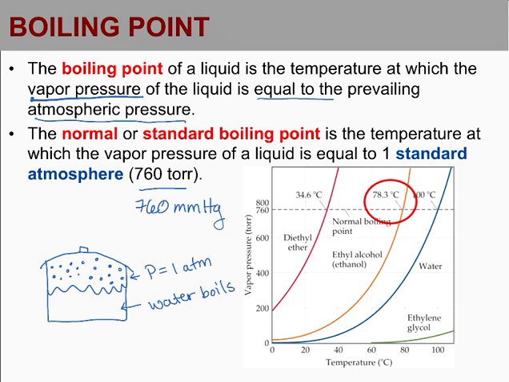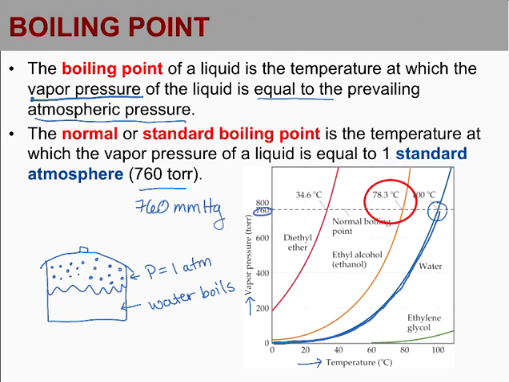So off on the right, we have a graph showing vapor pressure versus temperature. And water is shown in blue. So the vapor pressure is going to increase with increasing temperature until we hit the point at which the vapor pressure is equal to 760 torr, or 1 atmosphere. And that's when water will start to boil.